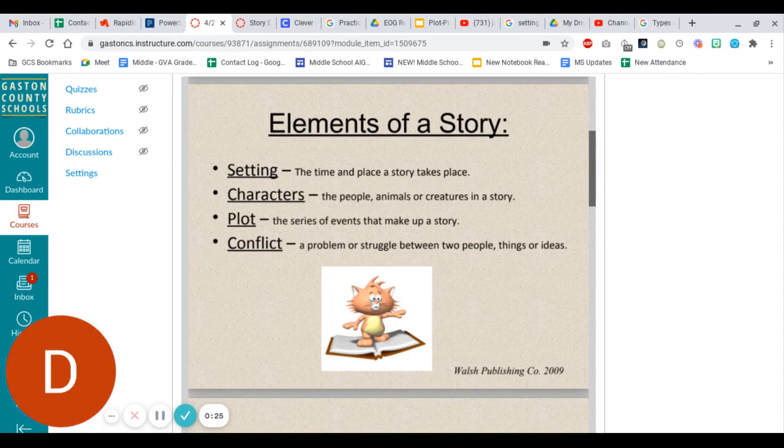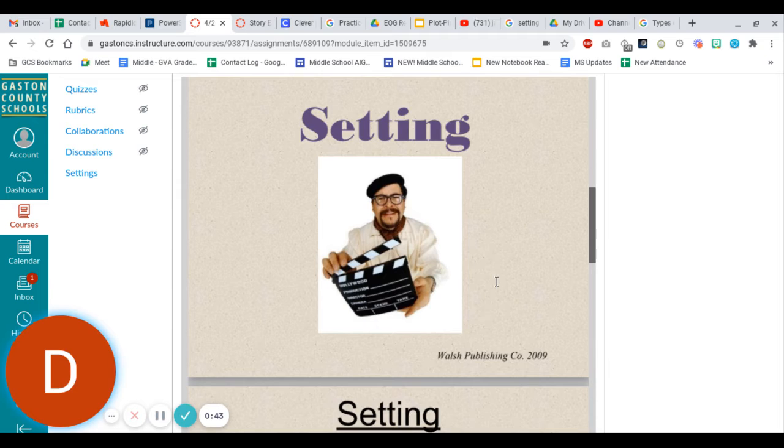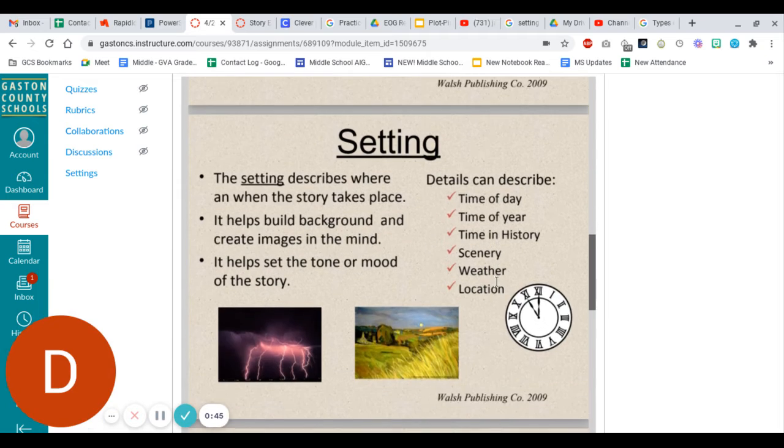Our characters, of course, are people or animals, and we have to make sure we analyze them and look at indirect and direct characterization. Then we have the plot, which is a series of events that make up a story, and even the conflict, a problem or struggle between two people or ideas. Today, we're specifically looking at the setting.